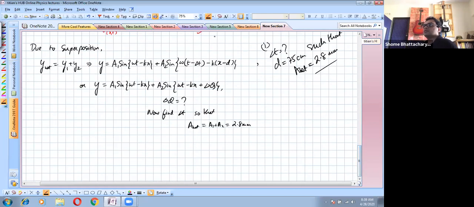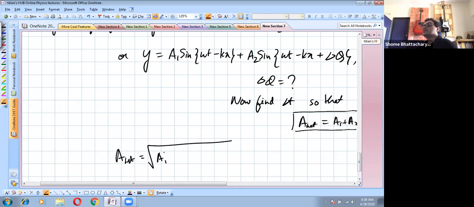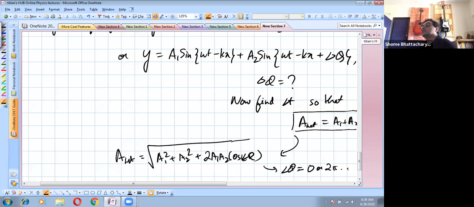Let's understand this further now. We want the net amplitude to be A1 plus A2. For this, remember, the net amplitude is the root of A1 square plus A2 square plus 2 A1 A2 cos delta phi. So the condition is that delta phi should be either 0 or 2 pi or like that.